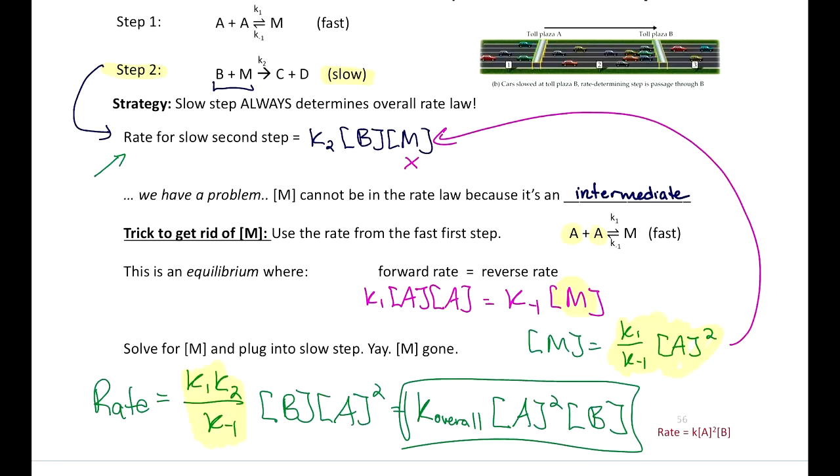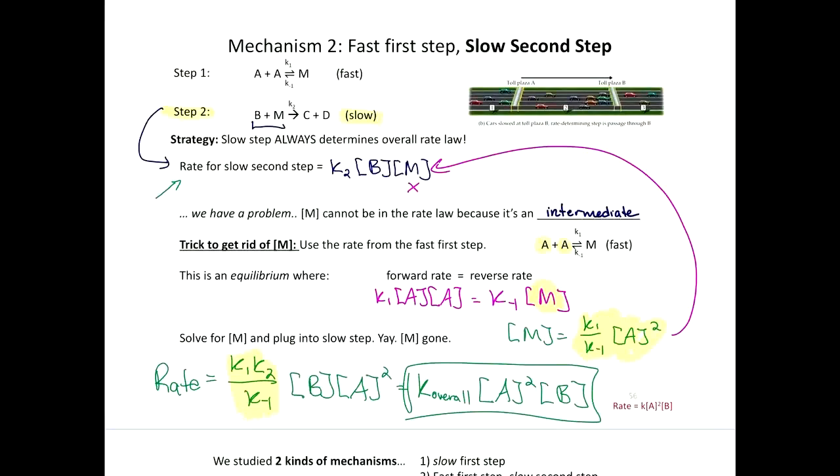And that's the trick, where you still utilize the same strategy. The slow step is your rate law, but you use this trick to get rid of any intermediates that are in there. Because all of the components of your rate law have to be reactants, things that you can actually add to the reaction. You don't add intermediates, you only add reactants. All right, so that's the hard one, the slow second step.